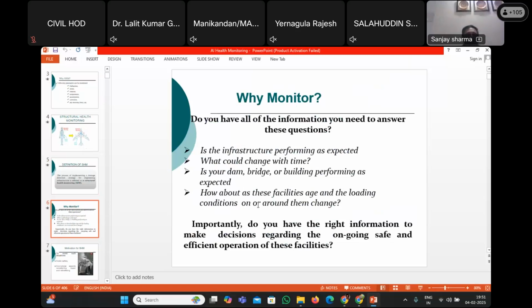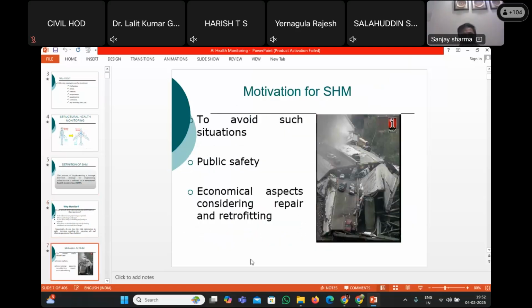Many times it happens that you put some additional building, you add something. That is what we need to monitor whenever these changes are happening. So it is important to have the right information to make decisions regarding the ongoing safe and efficient operation of these facilities.